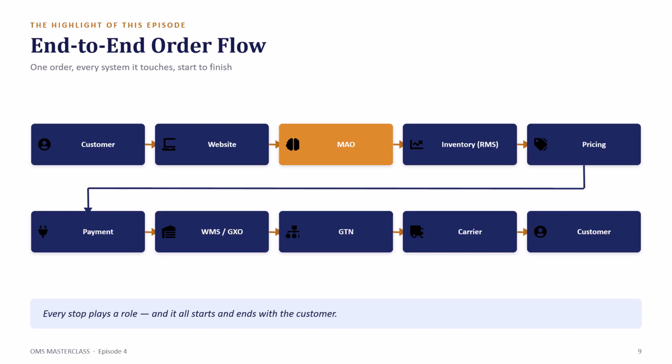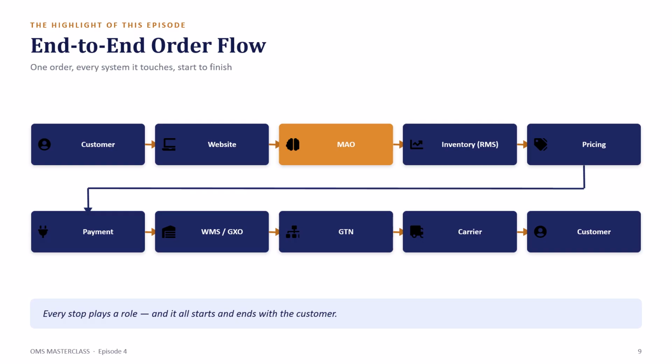Alright, now let's put everything together. Imagine a customer places an order on a website or mobile app or marketplace or even at a store through POS. That order reaches MAO and this is where all the decision making happens. MAO checks inventory, applies business rules and decides the best way to fulfill the order.